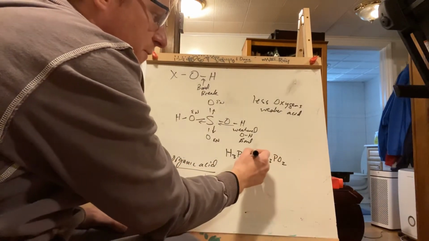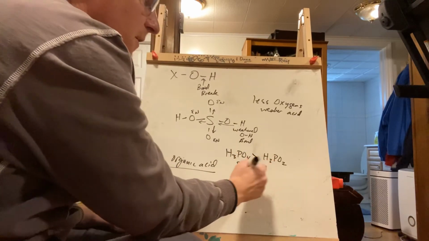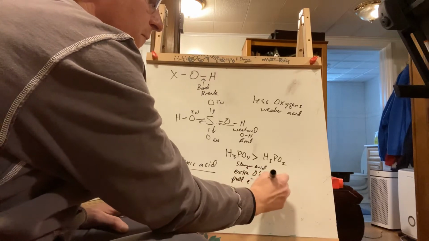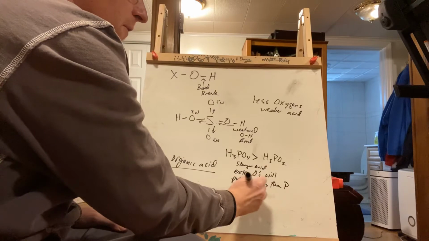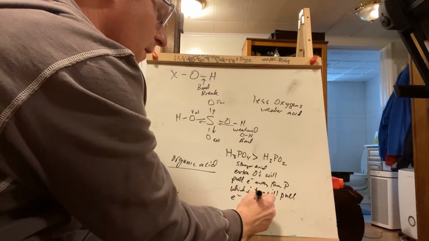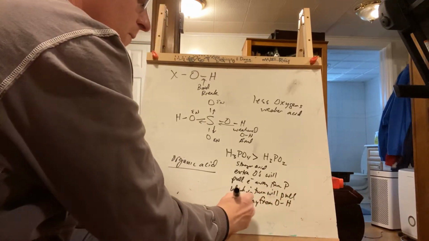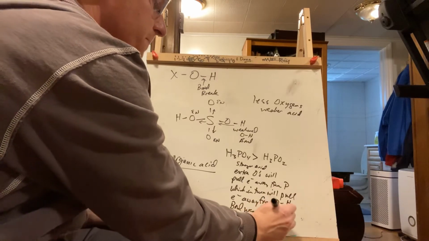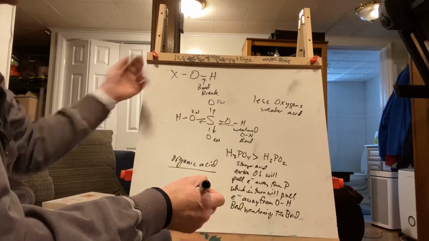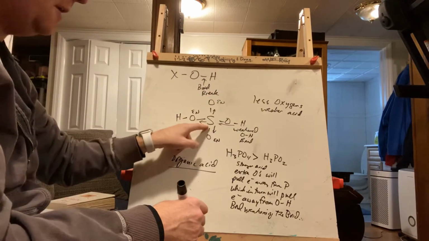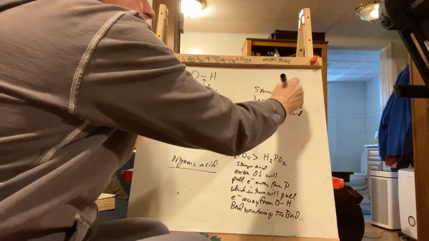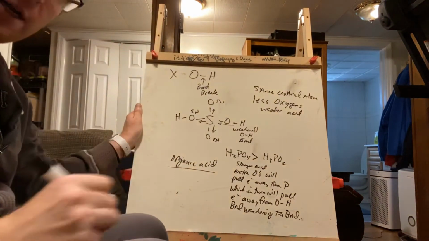Even though both of them are weak, this is your stronger acid, because those extra O's will pull electrons away from the phosphorus, which in turn will pull electrons away from the OH bond, weakening the bond. Okay. So first rule of oxoacids is if you have the same central atom, the one with the less oxygens will be the weaker acid.